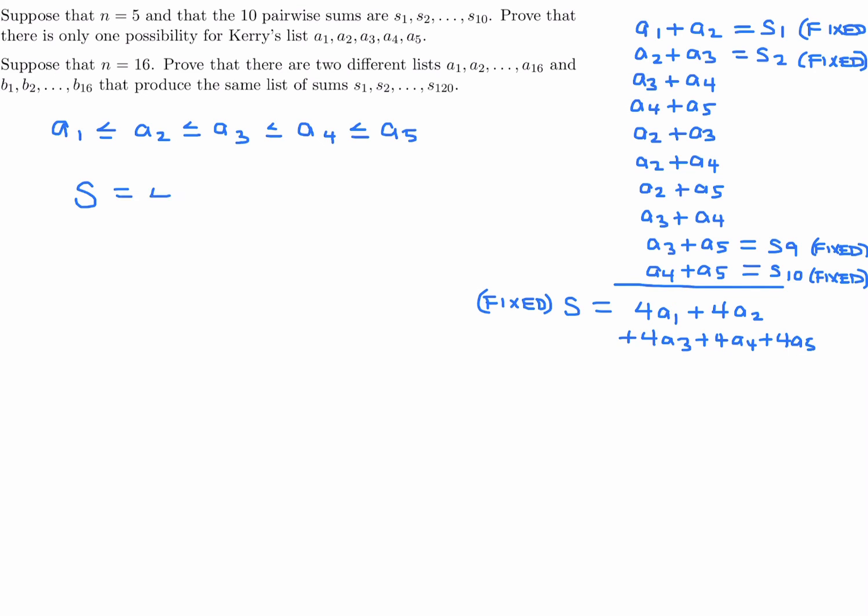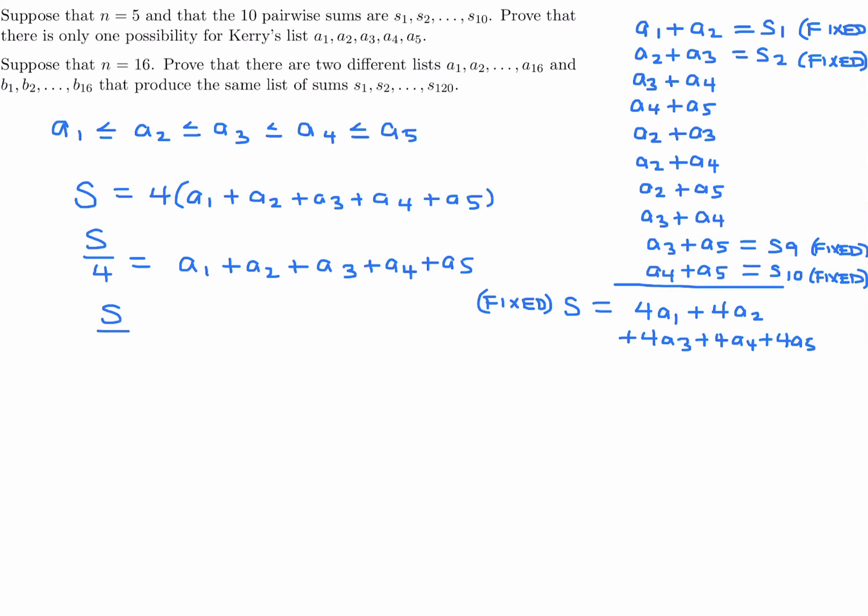Okay, so looking at that total sum, if you factor out the 4, it's just A1 plus A2 plus A3 plus A4 plus A5. And therefore, if we just take this and divide by 4, it's going to be A1 plus A2 and so on, right? But some of these we already know based on what I wrote over there on the right side are actually fixed. Which ones are those? A1 plus A2, that's fixed as S1. And then A4 plus A5, that's fixed as S10. And A3 is in the middle there.